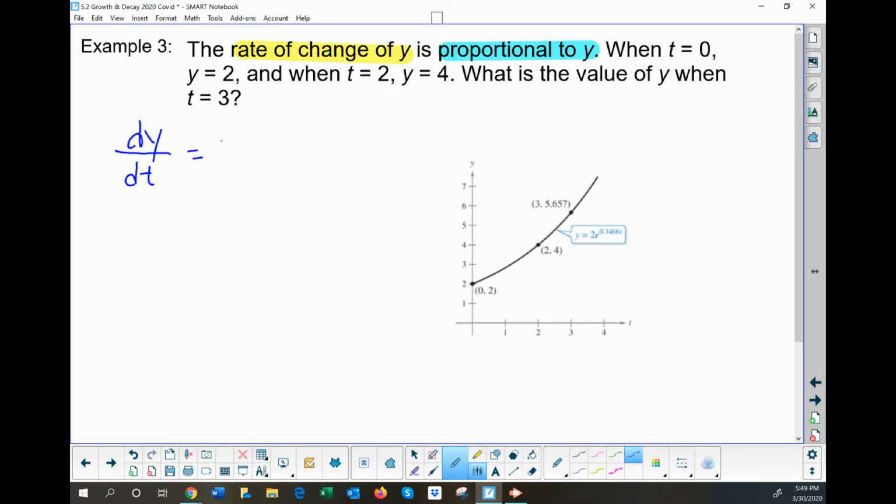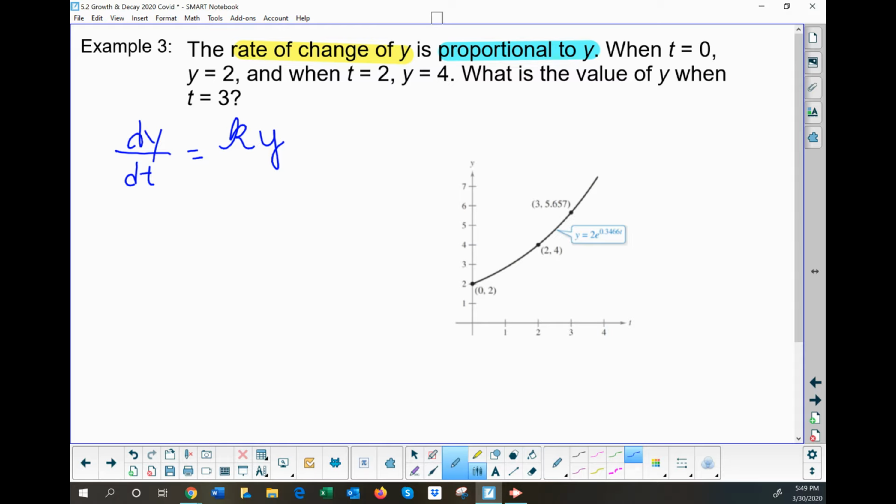And then they want us to solve it when t is 0, y is 2. When t is 2, y is 4. I think what we're going to do is just go ahead and solve this, get it into a y equals equation, and then we'll work with our variables. We'll talk about which ones to use when. So I'm going to separate my variables.